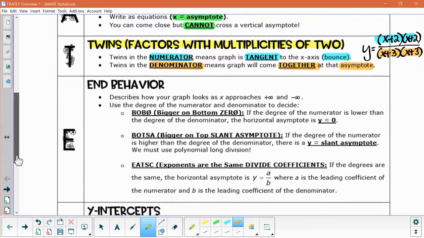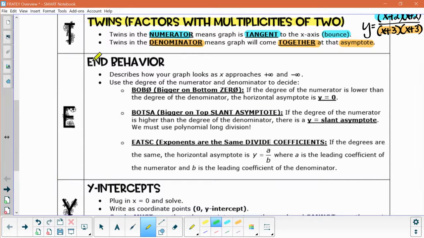Now, end behavior is going to function somewhat like our horizontal asymptotes. What is your graph doing as x approaches positive infinity and negative infinity? So that's going to be dependent on your exponents. If you have a bigger exponent on the bottom, then the end behavior is y equals 0. An example of that would be something like y equals x over x squared with some other factors. It's a bigger exponent on the bottom.